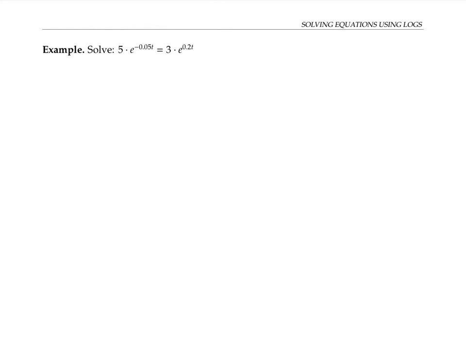But before we take the log of both sides, let's clean things up by isolating the tricky parts. We could at least divide both sides by 5, and that will give us e to the negative 0.05t is equal to 3/5 e to 0.2t. One way to proceed would now be to clean things up further by dividing both sides by e to the 0.2t, but I'm going to take a different approach and go ahead and take the natural log of both sides.